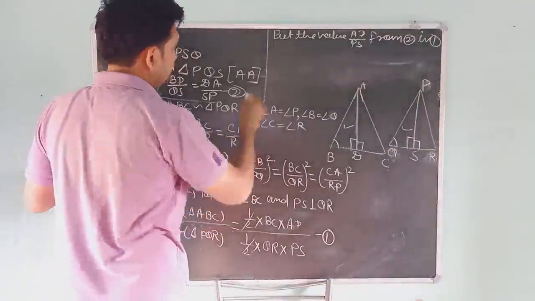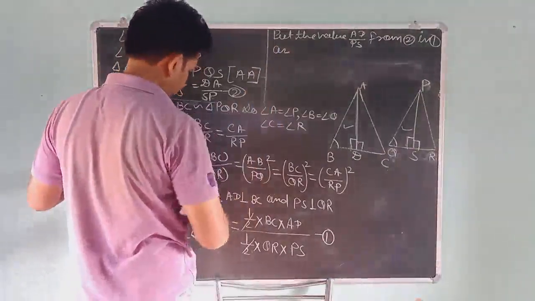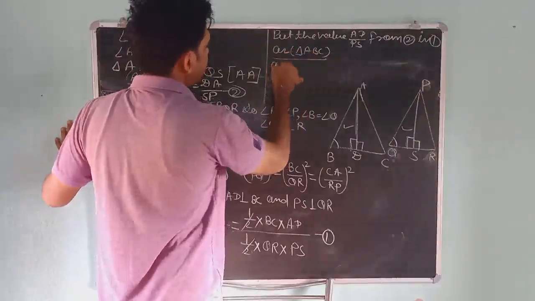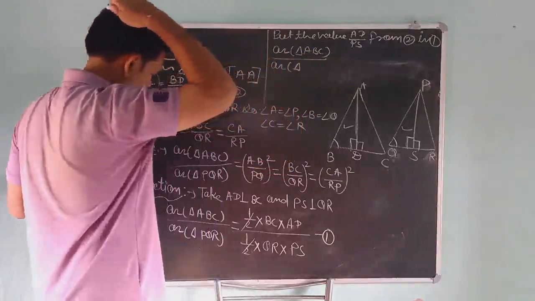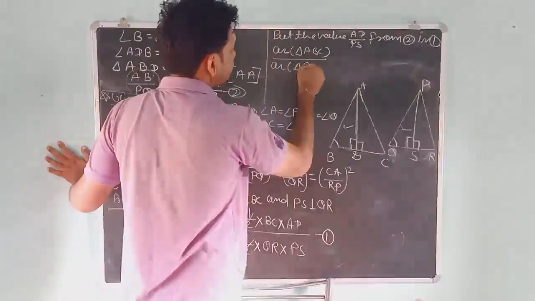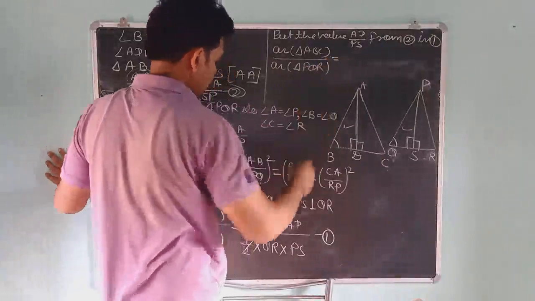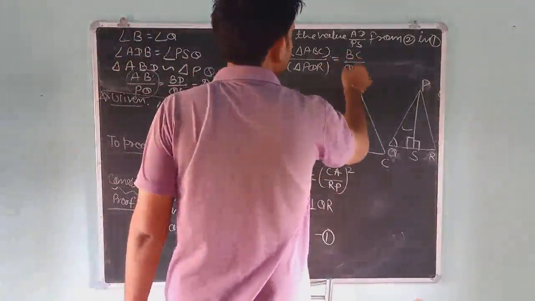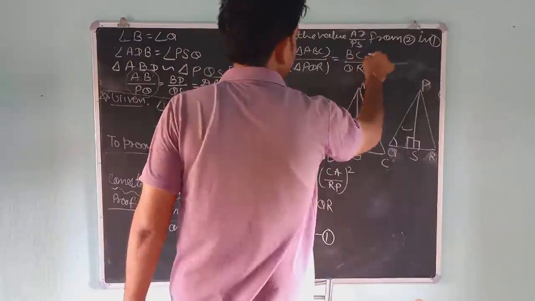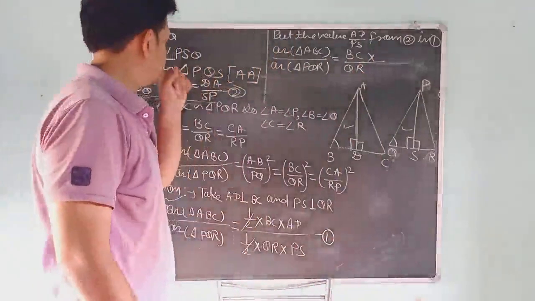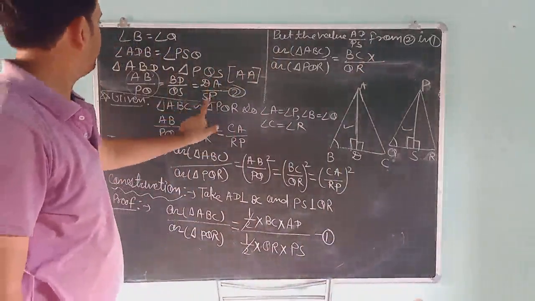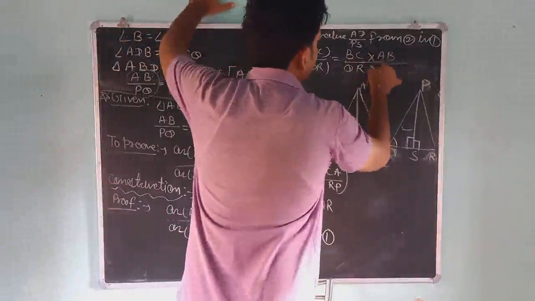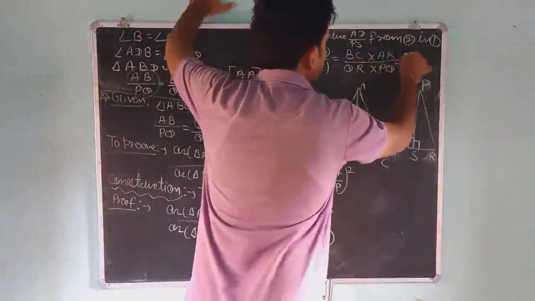Okay, students, area of triangle ABC upon area of triangle PQR is equal to BC upon QR into AD upon PS. AD upon PS is equal to AB upon PQ. So I will write here AB upon PQ. I think there is no problem.